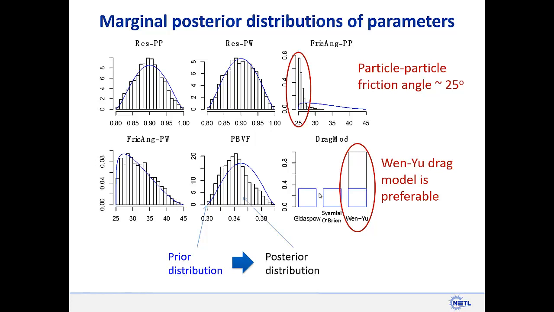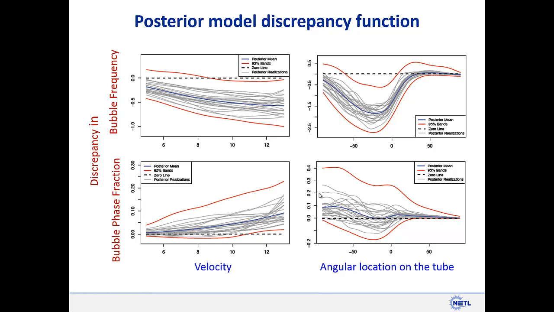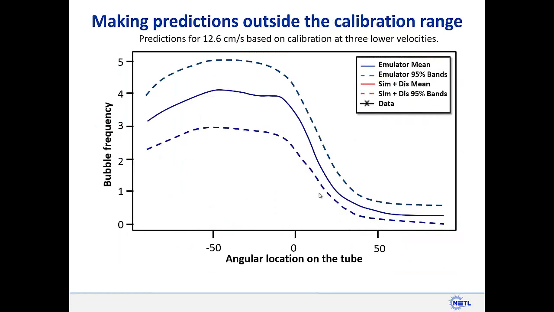And here are the discrepancy functions. Here we had two output quantities of interest, bubble frequency and bubble phase fraction, and we had two input quantities, velocities and the angular location. At the intersection of each, there is a discrepancy function. What they are, you can think of them as a family of functions.